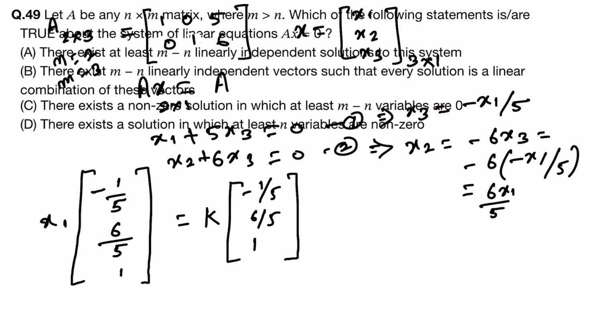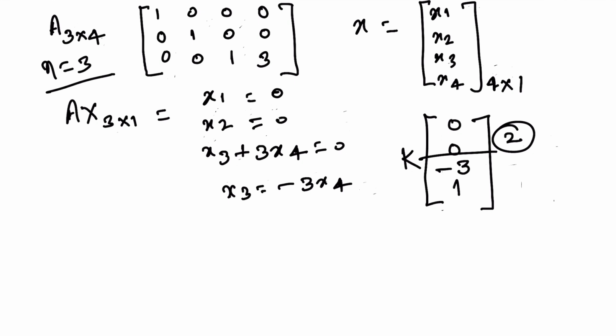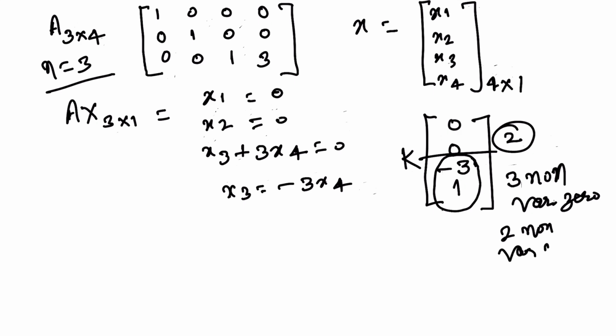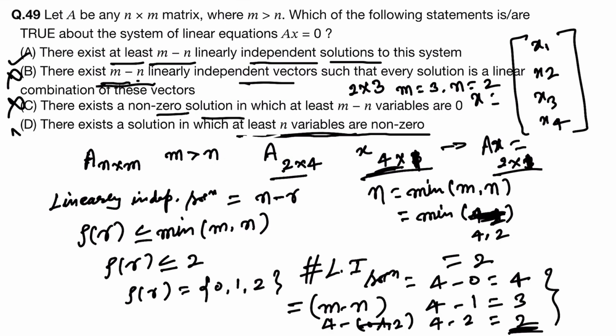So what was our question? At least n variables are non-zero. That means there should be at least 3 non-zero variables. But here 2 variables are 0. So this is also wrong. We have to prove by any example that this is wrong.